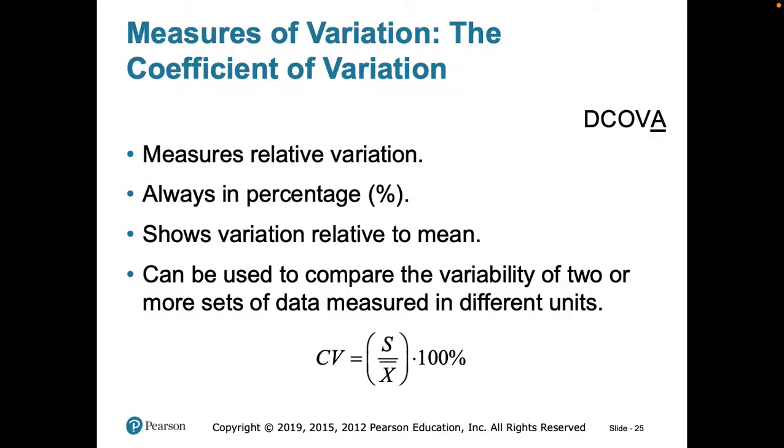But the reason it's always in percentages is because you get your standard deviation and you divide that by the mean, then you multiply that by 100%. And that's why it's always in percentage, because you're multiplying by 100%.